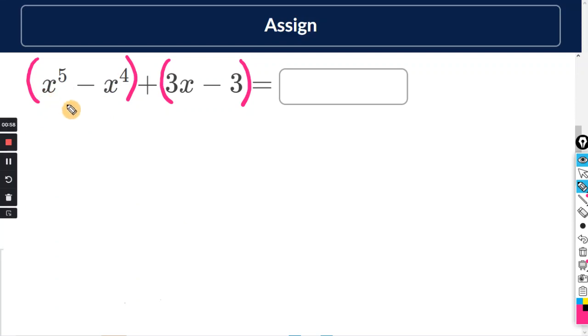And you want to choose the x with the smallest or lowest exponent, okay? And that gets factored out. So we have x to the 5th and x to the 4th. X to the 4th is the smaller one, so I'm going to factor out x to the 4th.